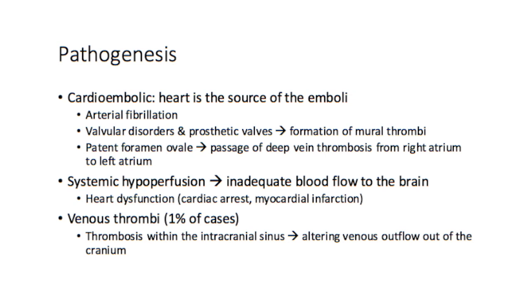Systemic hypoperfusion could be another cause, where there's inadequate blood flow to the brain due to heart dysfunction, and that can bring about ischemia and neuronal death. And a very rare cause to bear in mind, which accounts for 1% of the cases, is venous thrombi, where thrombosis of the intracranial sinus, which is important for drainage of the arterial blood from the arterial system into the venous system in the brain, can be blocked, and that can lead to, again, ischemia and insufficient outflow from the cranium. So what are the signs and symptoms?